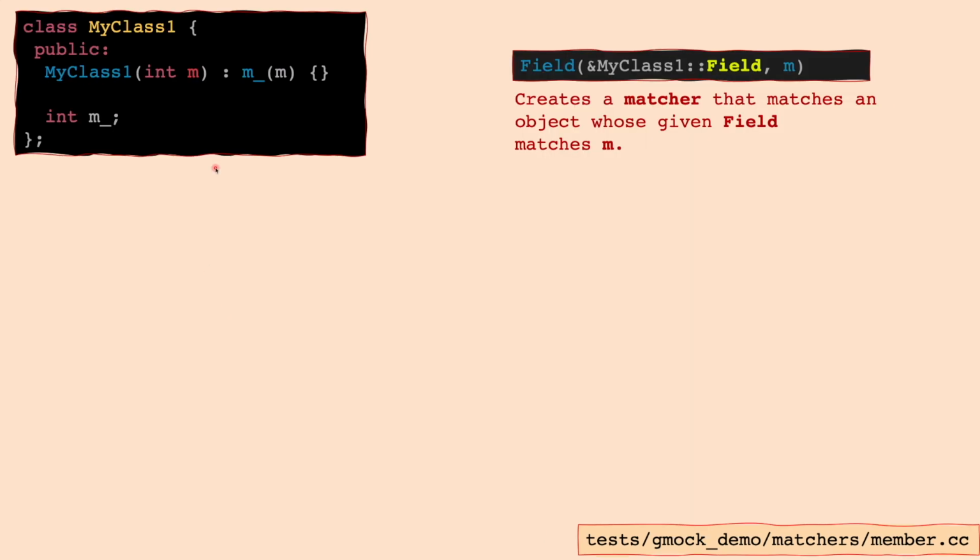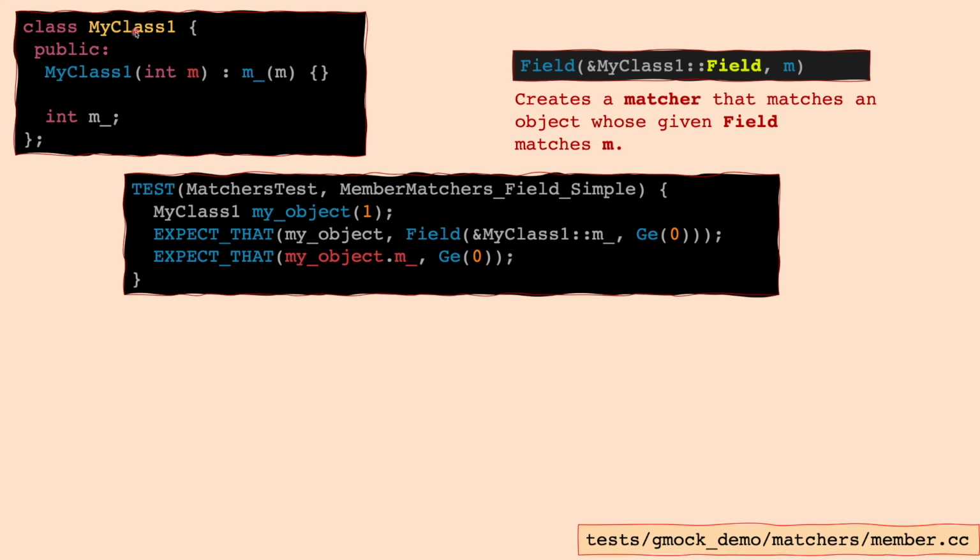Now if you want to do something similar on a class, you can use the field matcher. The field matcher takes two parameters. The first one is a reference to the field that you're interested in, and the second one is another matcher. So let's see an example of this. Suppose you have this class which has one field called m. Now suppose I define an object of this class and I set its field m to have value 1.